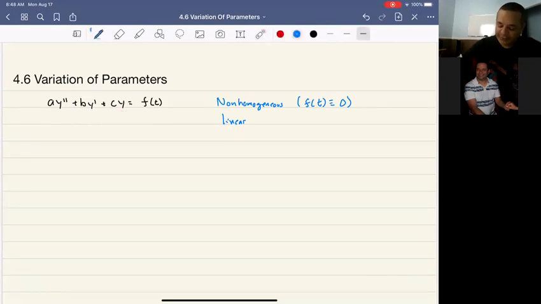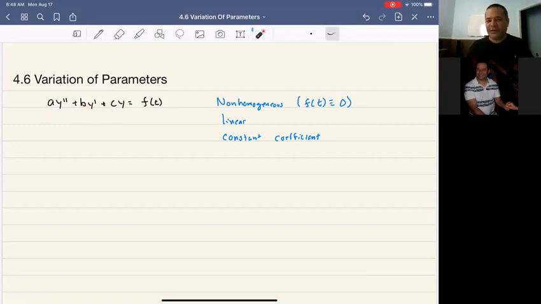Constant coefficient. Most of what we do here is in the constant coefficient world, where that means these a, b, and c's are just constants, not functions themselves. That would make the problem a lot harder. We already did this in 4.5 and 4.4 with undetermined coefficients. Now we're going to look at a more general way to solve this.